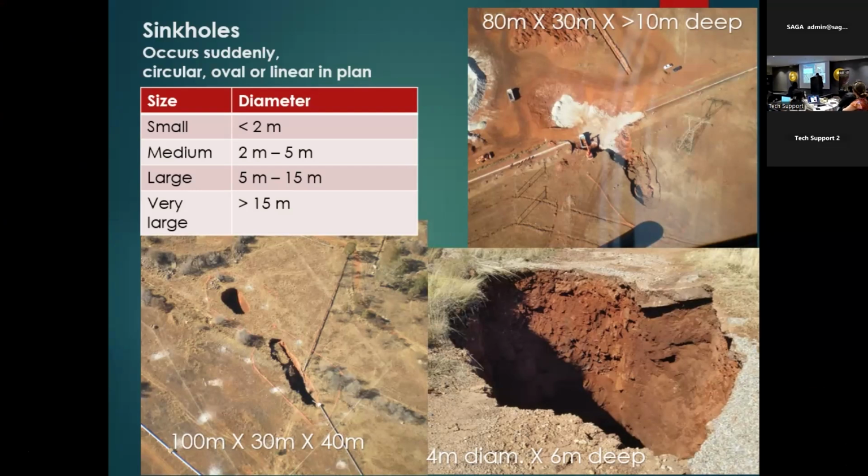This is a 100-meter size sinkhole. These two are interconnected, 30 meters wide, 40 meters deep. This one is about 80 meters by 30 meters, more than 10 meters deep. This is a medium size, 4 meters diameter, 6 meters deep. All of these are on the West Rand, where you typically get very large size sinkholes.